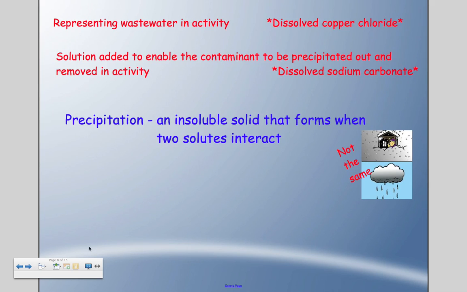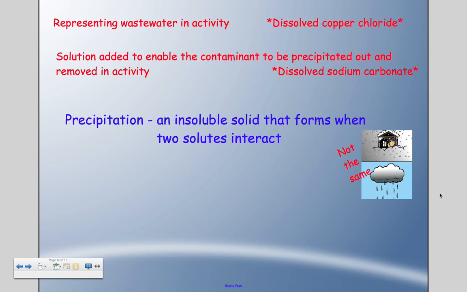To the next page. So there are some things that you need to be aware of. What's representing the wastewater in this activity is the dissolved copper chloride. So we're pretending that this stuff that's in that dropper bottle is the wastewater. The solution added to enable the contaminant to be precipitated out and removed in the activity is the dissolved sodium carbonate. So it is what we are going to add to the wastewater to create that precipitate and then remove it.